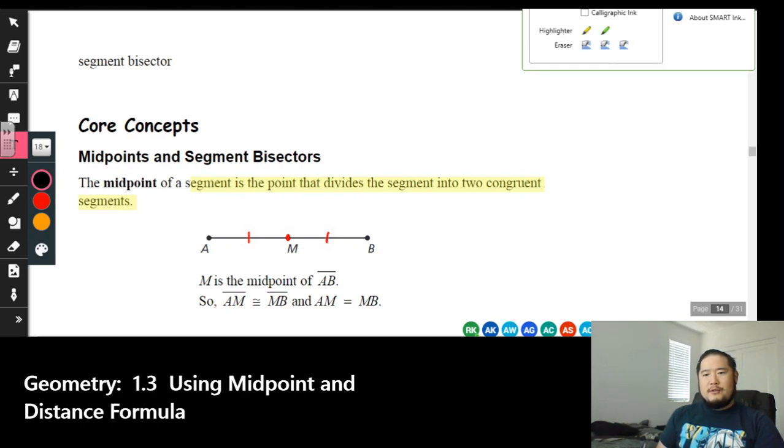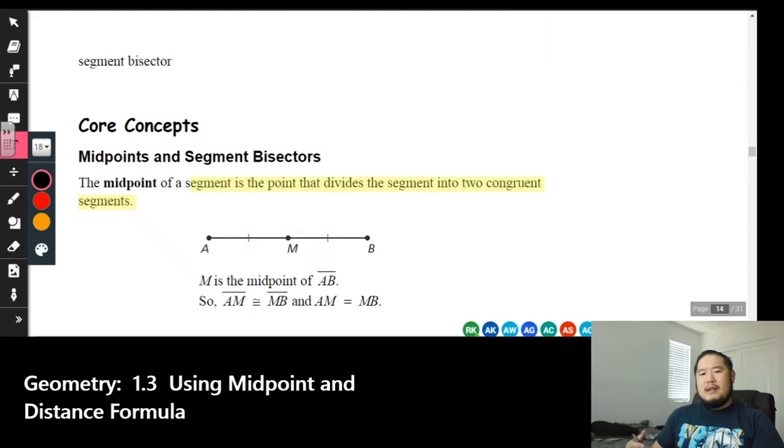And then remember, if two segments are congruent, then we can safely say that those two segments are also equal. But remember, we typically use equal when we have actual numbers or values.